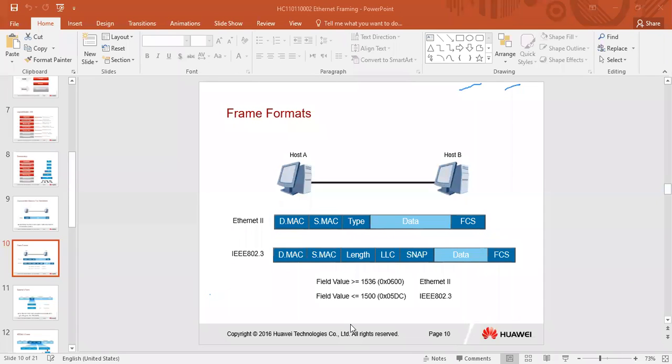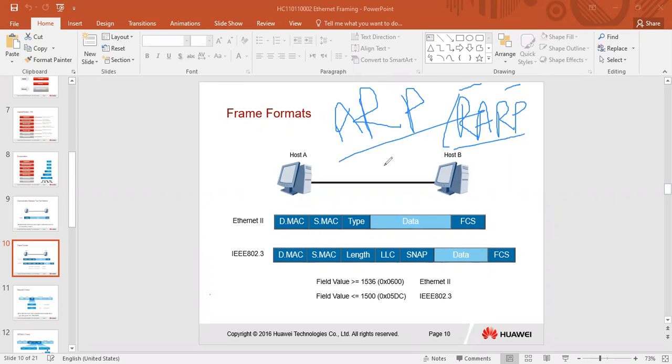Okay, next. And it will also identify the protocol like ARP and the other is RARP, okay. Address resolution protocol and reverse address resolution protocol. If you have a MAC address, a physical address, then you will find the IP address. That protocol is called ARP.